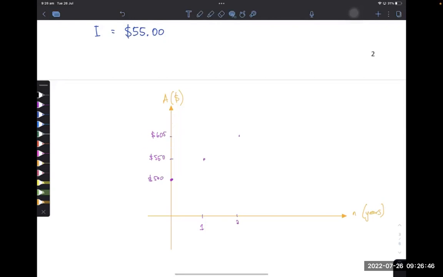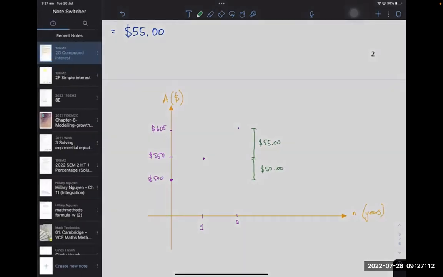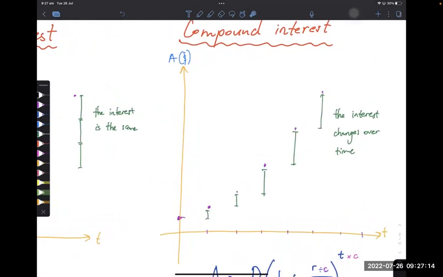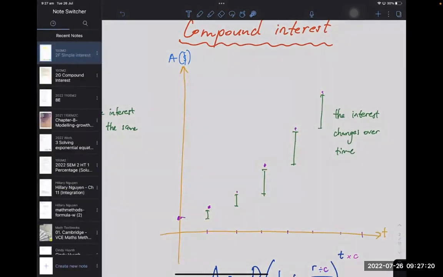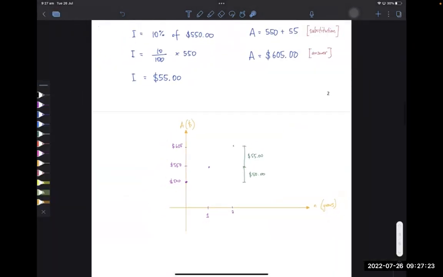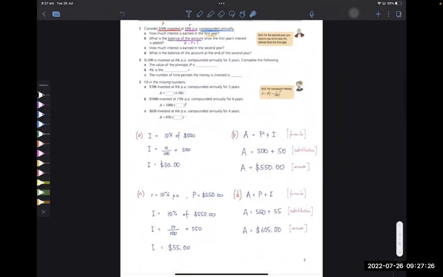I might move this a bit further up just to show you that the gap is different, yeah? It's very subtle. But the distance between here and here was $50. But the distance between here and here was $55. So going back to this diagram here, you can see it follows the idea of compound interest. Your amount increases every time. Okay. So I'll leave that in the notes there and I'll put that on Compass at the end. Okay.